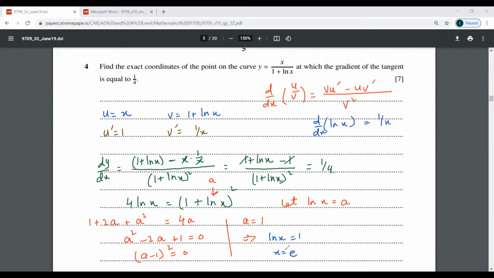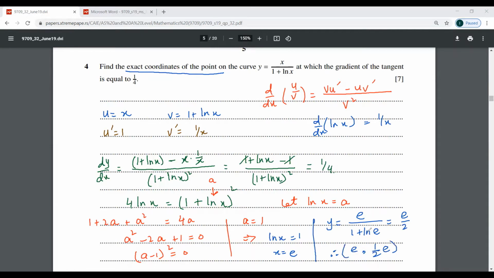Then you put this back into y so that you can find, because he's asking for the exact coordinates of the point. So we have to give both the coordinates, not just the x coordinate. So this y is going to be e over 1 plus ln e. This is going to be e over 2 or half e. Therefore, that required point is e comma half e.